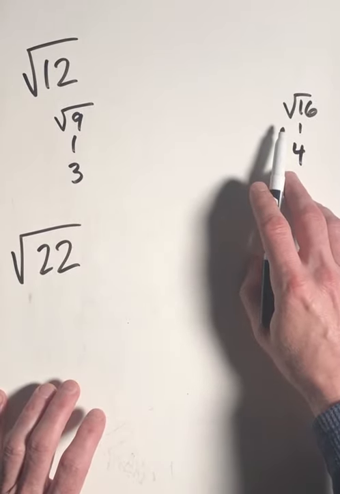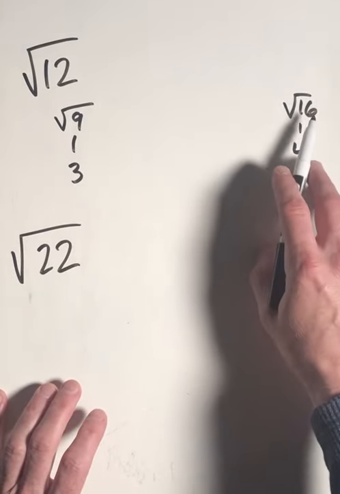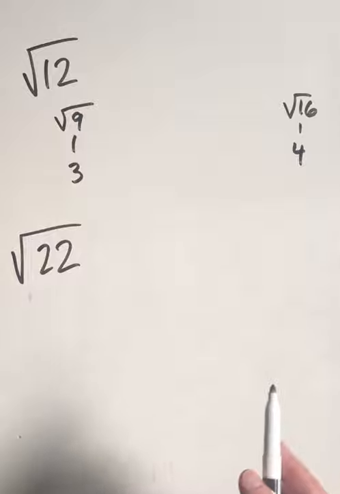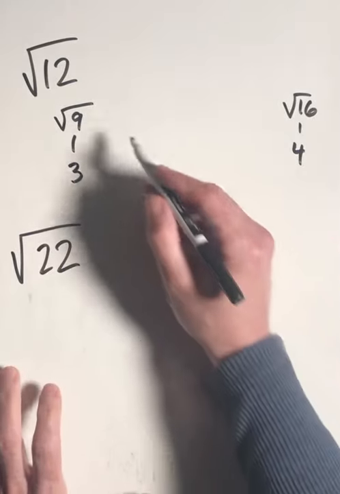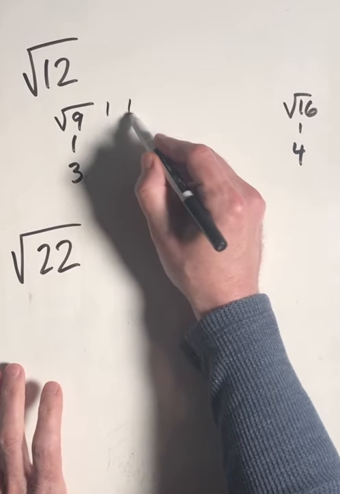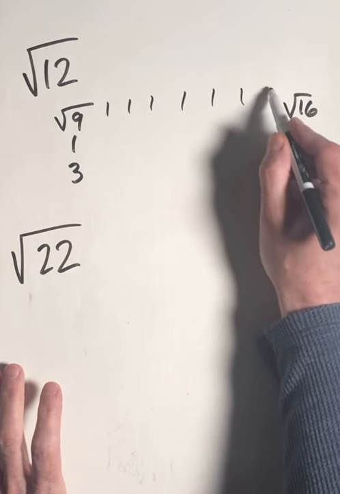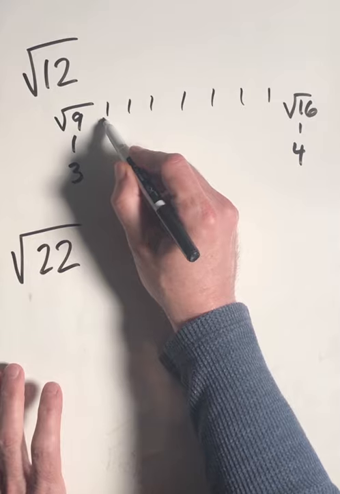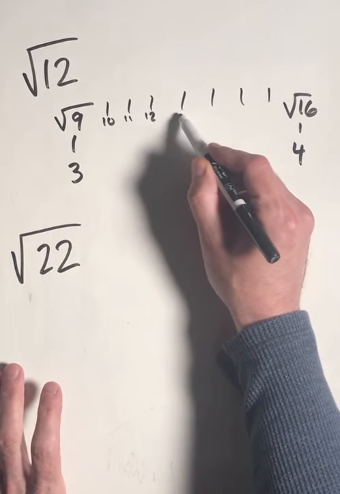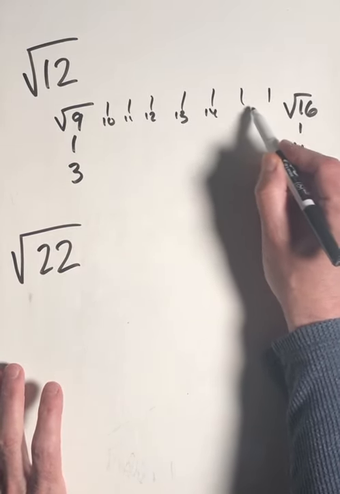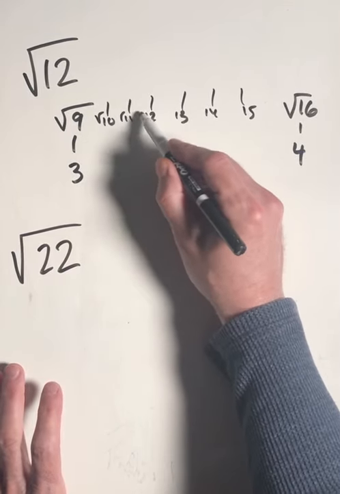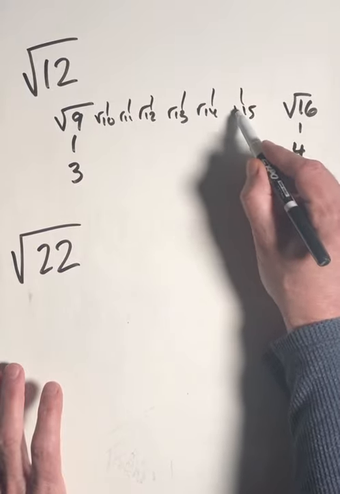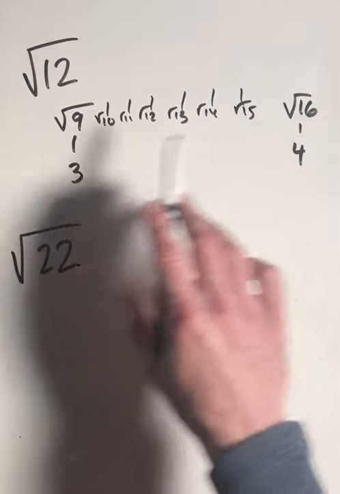So if I wanted to, I could take 16 minus 9, and that would get me 7. And that would tell me that there are 7 perfect squares in between these two. So 1, 2, 3, 4, 5, 6, 7. So I could do this is the square root of 10, 11, 12, 13, 14, 15, and I guess that is the 7th one. So if you really wanted to, you could look at all these different square roots as existing between 3 and 4.